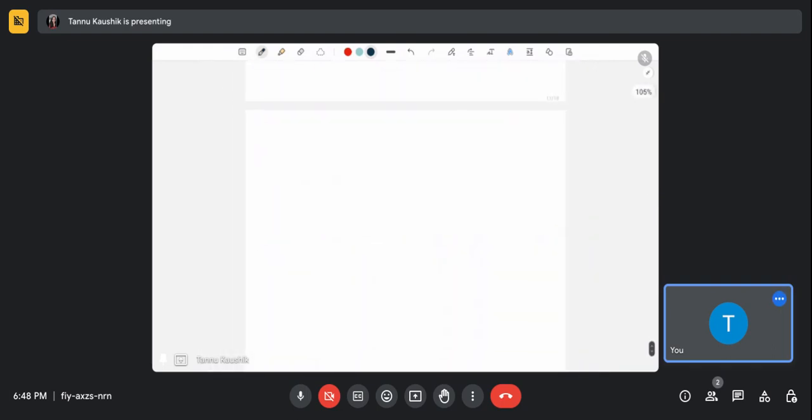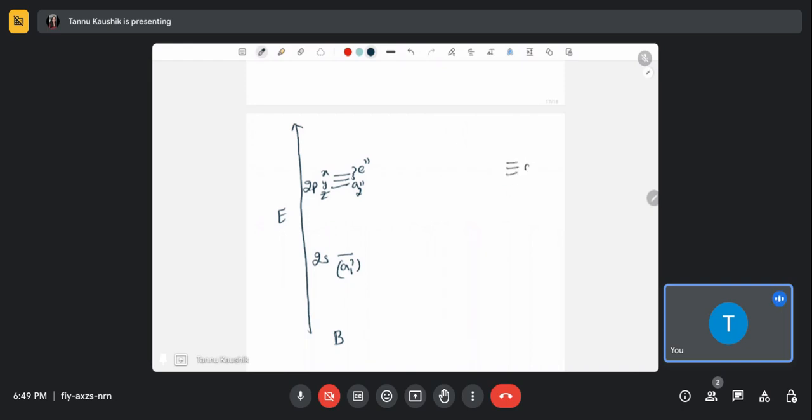And then you will draw the molecular orbital diagram. Boron 2s is A1', 2p x, y, z. This is A2'', this is E'. You have symmetry for 3 hydrogen atoms, which is A1' plus E'.